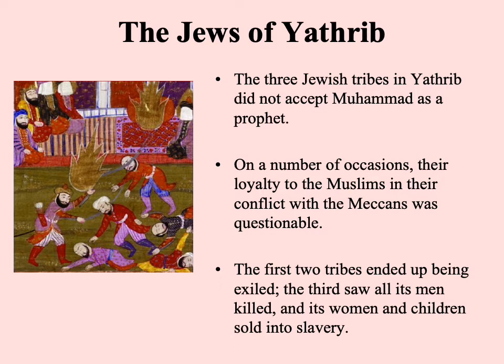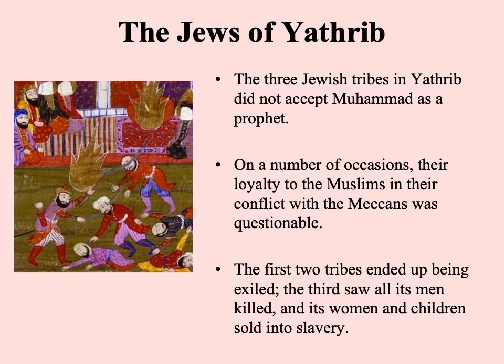They had agreed to accept Muhammad as the leader of Medina, as the other members of Yathrib had. But whenever they came into conflict with the Meccans, it wasn't entirely clear whose side they were on. So this happened a number of times. The first two times, one of the Jewish tribes ended up being exiled. The third time, all its men were killed and its women and children sold into slavery. Let's just say, three strikes you're out.